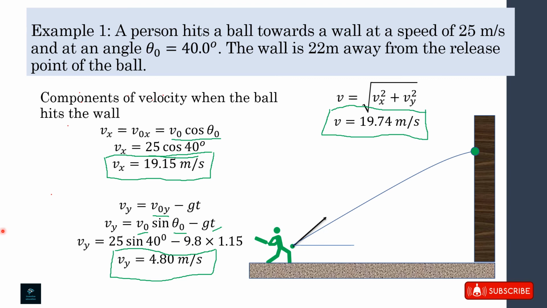Now we can see that the y component of the velocity when the ball hits the wall is positive. That means the ball was still going upwards when it hit the wall. This means that it had not reached its maximum height and was yet to reach it when it hit the wall. Therefore, this height h that we have obtained is not the maximum height of the ball.